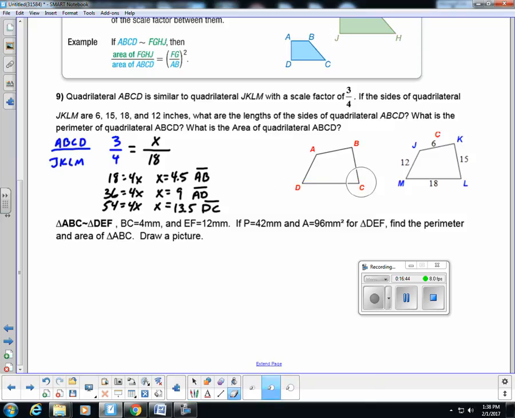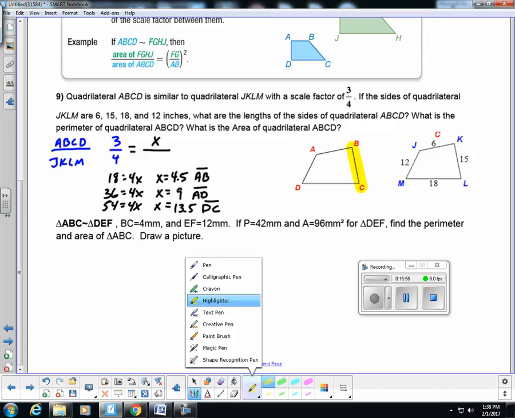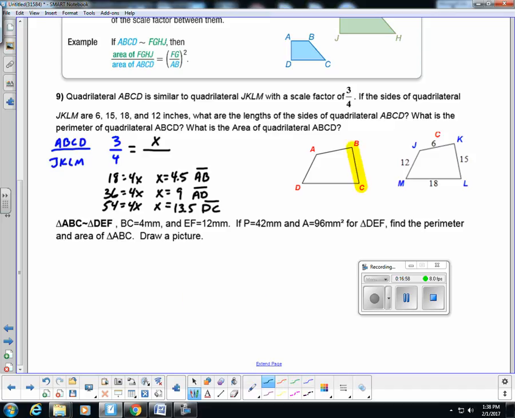Okay, and then last but not least, we want to find the length of our last side, which is BC. So which side corresponds to BC? KL. So that means the 15 goes in here now. And 15 times 3 equals 4x. So x is going to be equal to 11.25. And that's the length of BC.